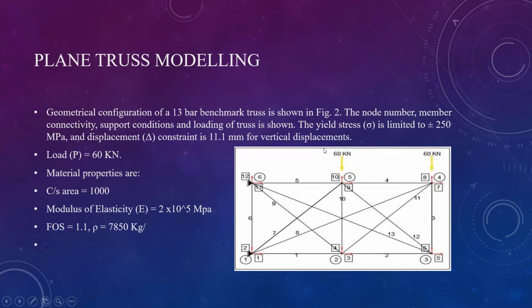So here the load is given as P, 60 kilonewtons, with the mechanical properties: area is 1000 square millimeters, modulus of elasticity is equal to 2 into 10 power 5 megapascal, F is equal to 1.1, and density rho is equal to 7850 kg per cubic meter.